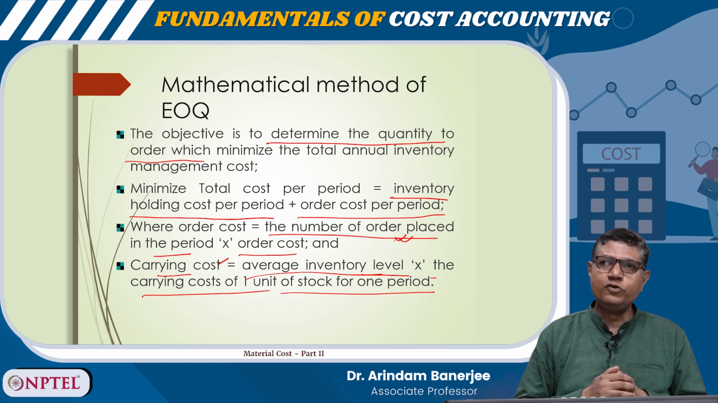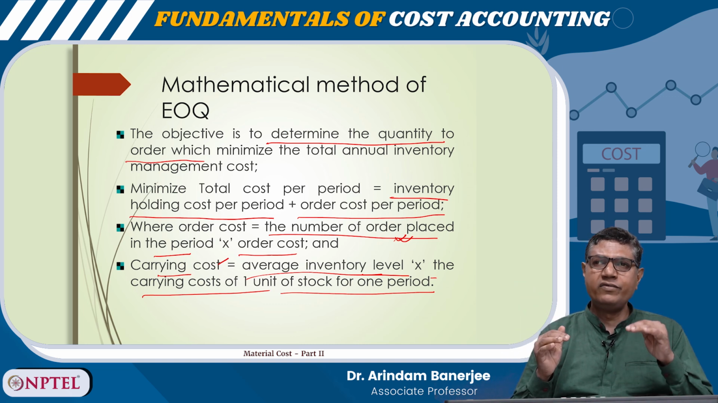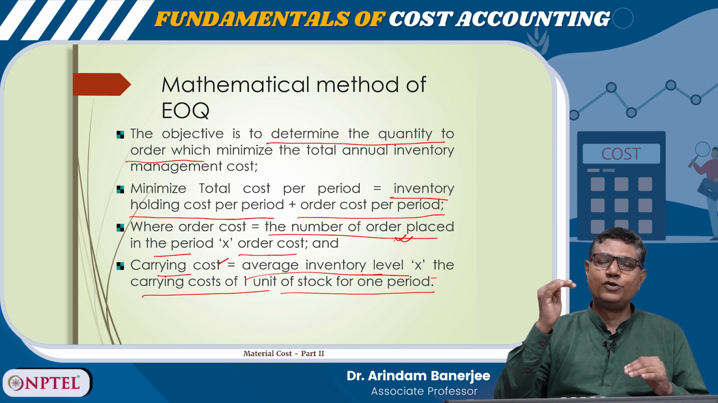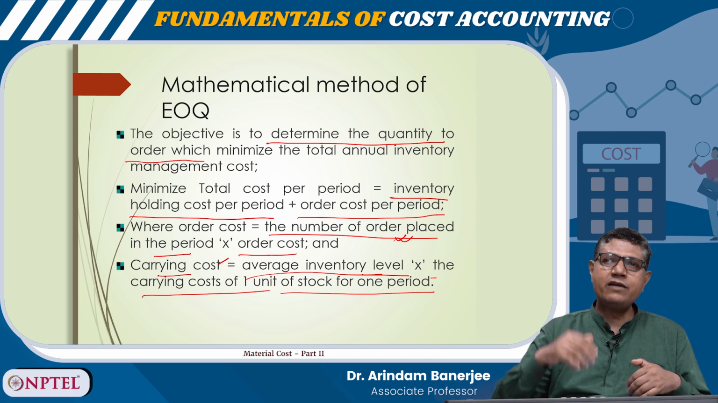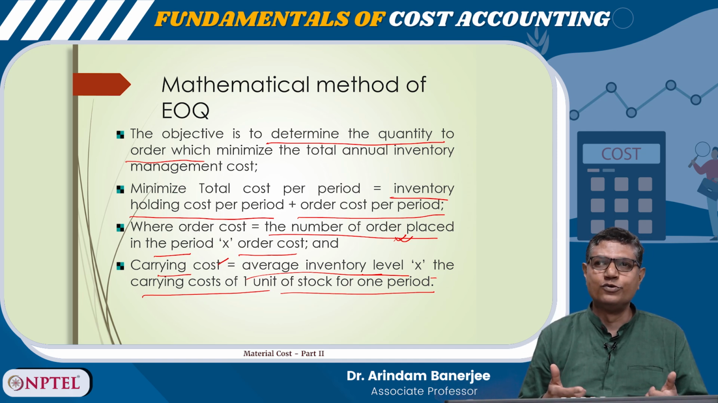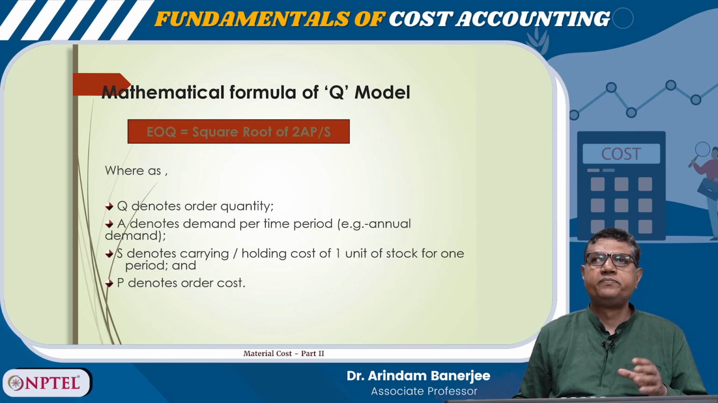And one thing you may notice here is that if your number of orders is less, then your inventory level will be high, right? I repeat again, if the number of orders is less, the inventory level will be high. So, if your ordering cost is on the lower side, the carrying cost will be high, and vice versa. The reverse is also true, right? So, we need to keep a balance between the two. We will see how it can be done.